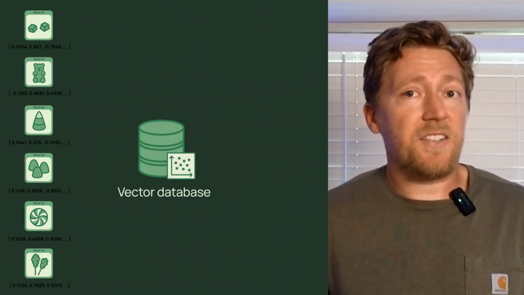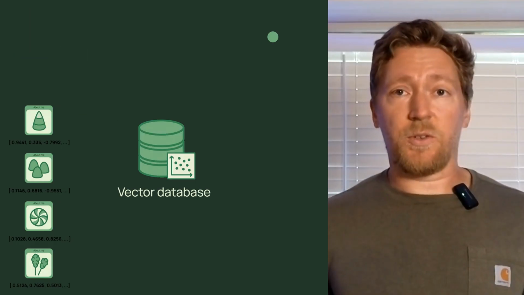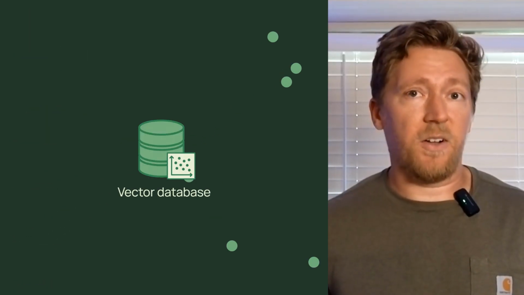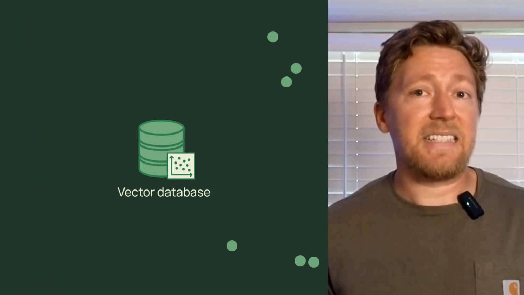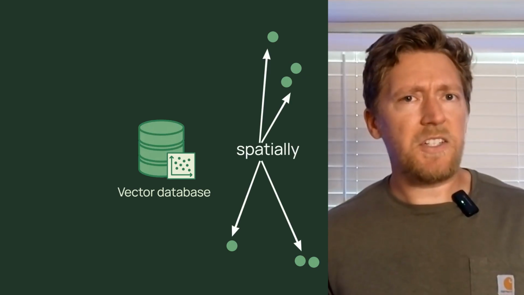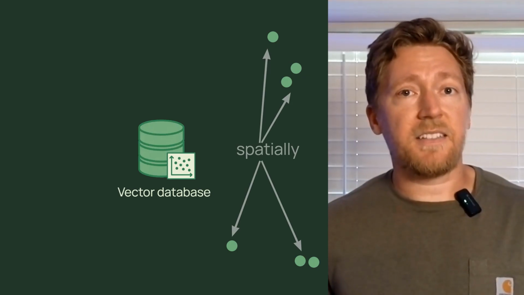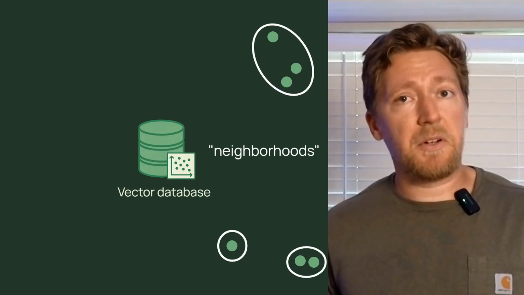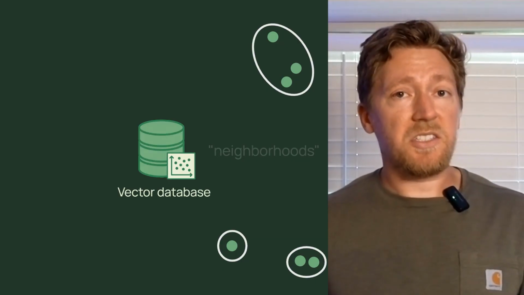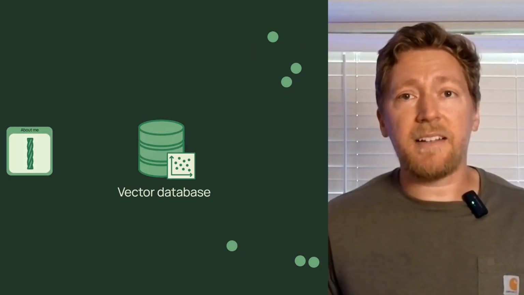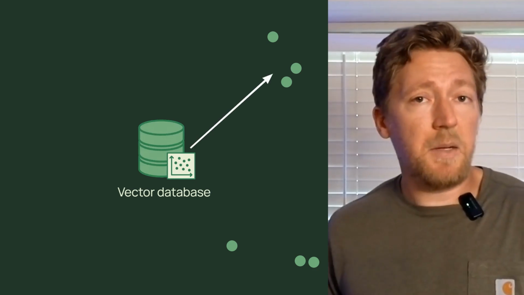Now, we add our embeddings and metadata to a vector index. Each candy gets stored with its embedding vector and all the human-readable info. This index organizes these spatially, meaning similar candies cluster together in the same neighborhoods. So when we search, instead of checking every single embedding, we jump straight to the relevant neighborhood.